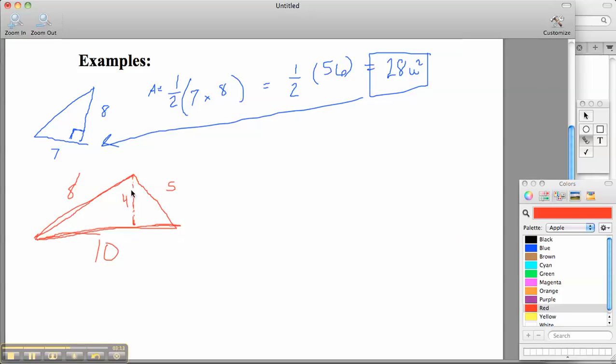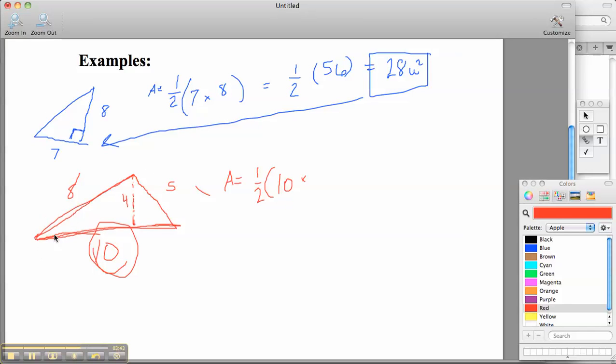Now how are we going to find the area of this triangle? Area still equals 1/2 base times height. So we're going to write area equals 1/2. And the base of this triangle is right here. The base is 10. Let's write 10 times the height. Now what's the height?